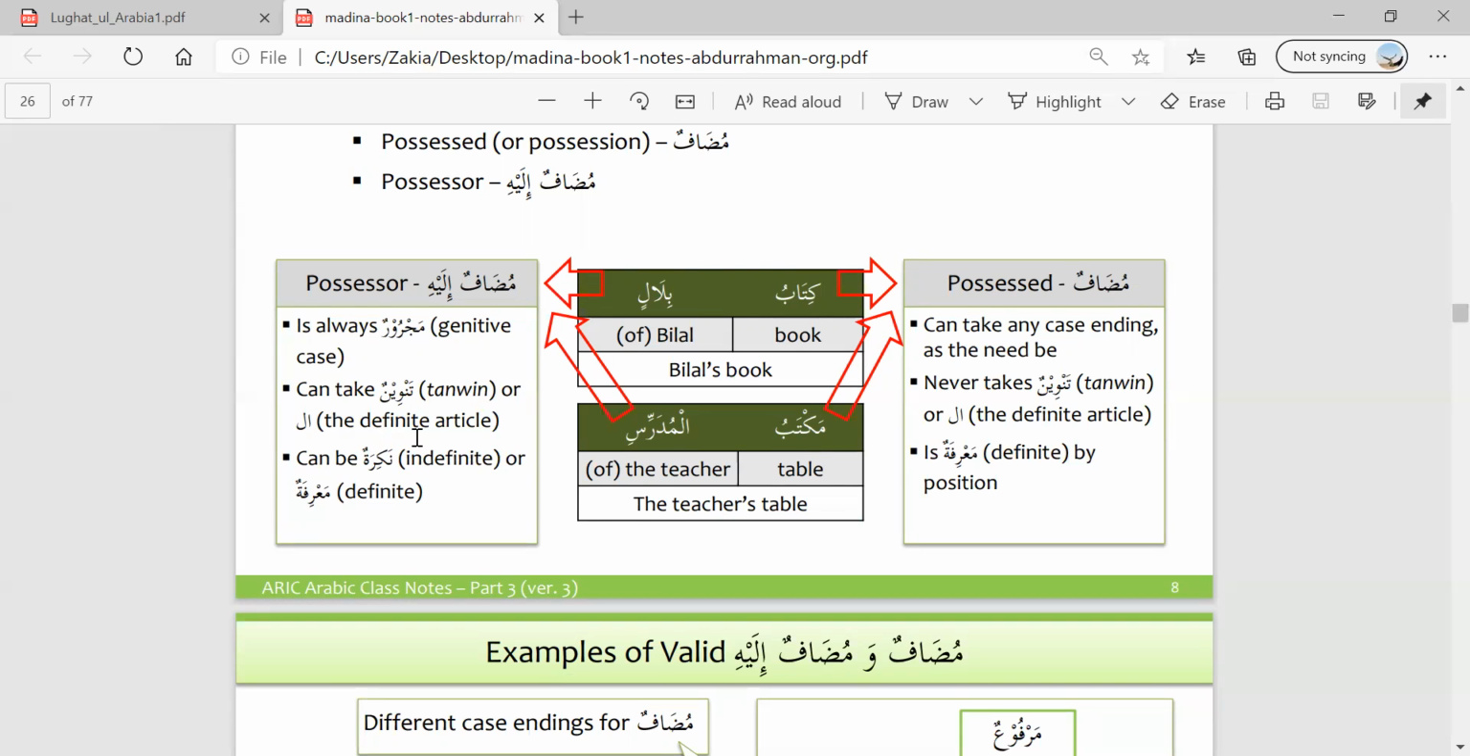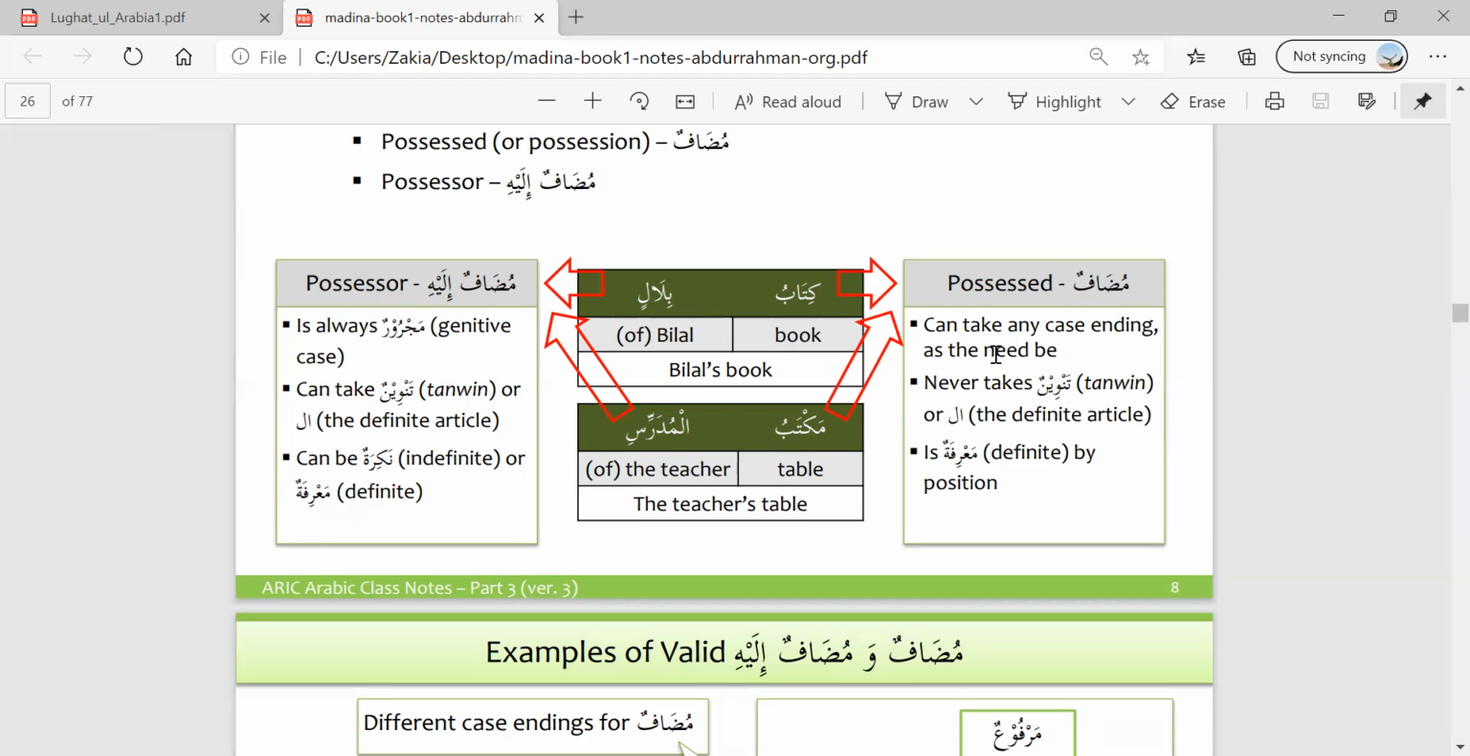Here in the second one we have maktubul mudarrisi, the teacher's table, or the table of the teacher. So that's mudaf and mudaf ilayh. And don't forget, mudaf ilayh is genitive. It can have tanween, which means double voweling. It can have the definite article al. It can be indefinite nakira and ma'rifa, which is definite.